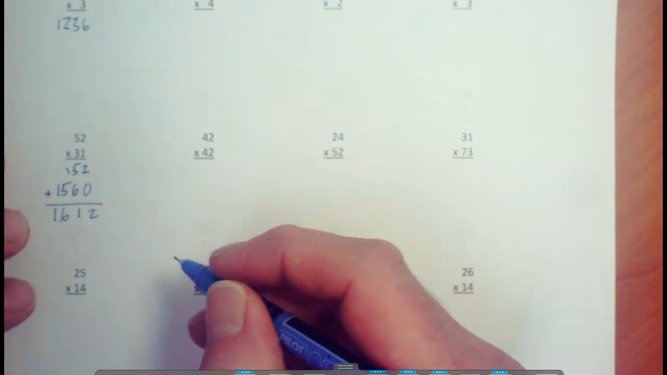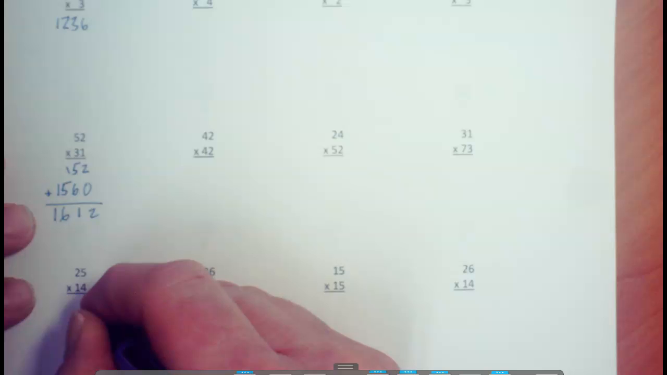All right, this last problem, we are going to have a trade. This time it's going to be in the middle of the problem. You'll notice the difference. 5 times 4 is 20. Put a 0 down, we have to carry that 2. 4 times 2 is 8, plus those 2 is 10.